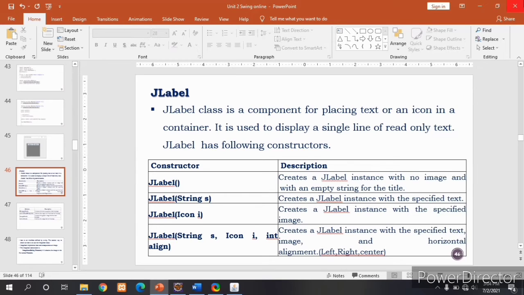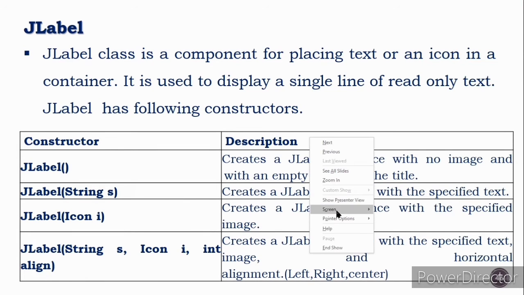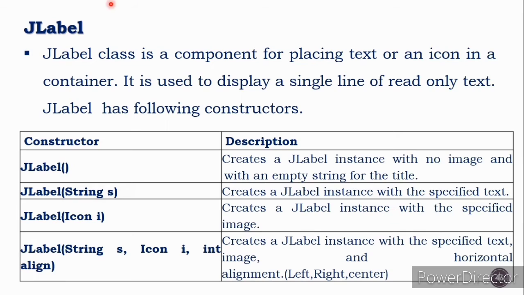The text can be changed by the application, but the user cannot edit it directly. It inherits the JComponent class. And these are the constructors. See here, these are the constructors we will use with the JLabel. The first constructor is JLabel with no arguments.